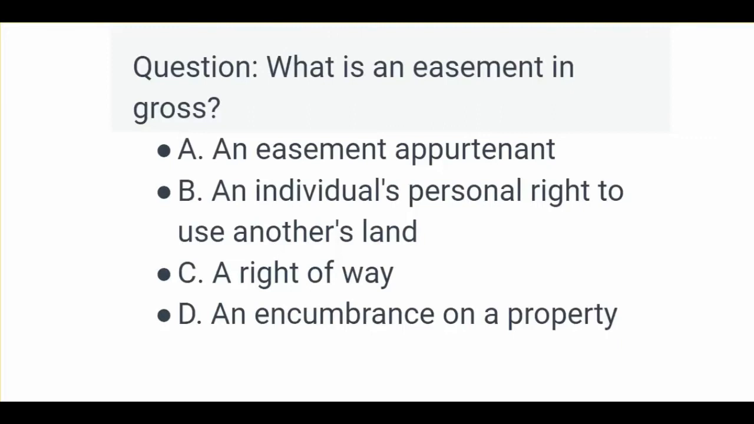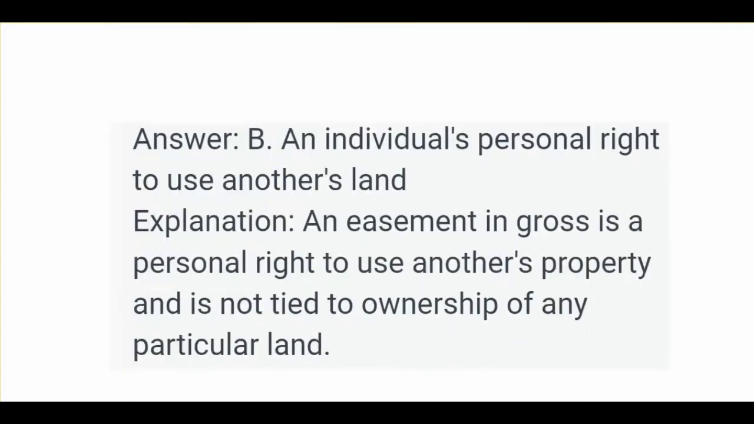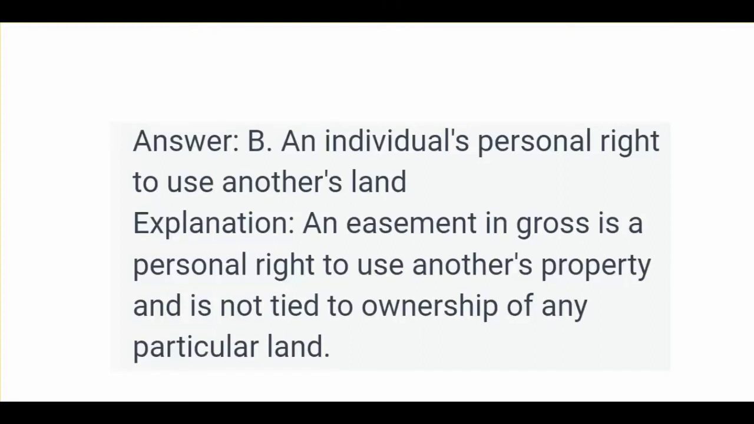What is an easement in gross? A, an easement appurtenant. B, an individual's personal right to use another's land. C, a right of way. D, an encumbrance on a property. An individual's personal right to use another's land. An easement in gross is a personal right to use another's property as it is not tied to ownership of any particular land.